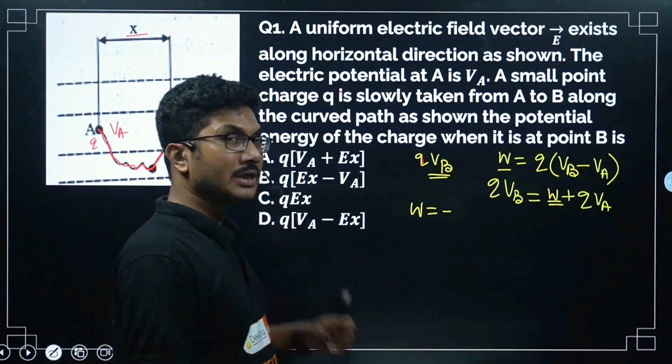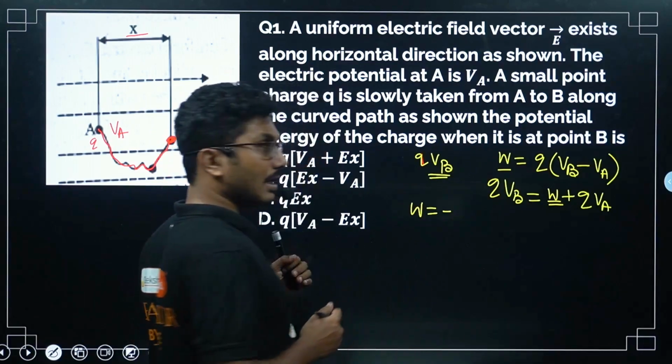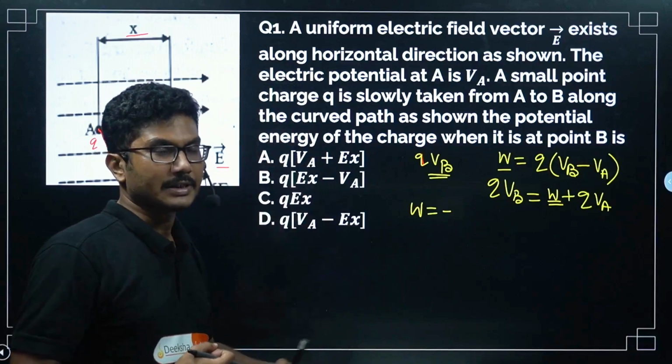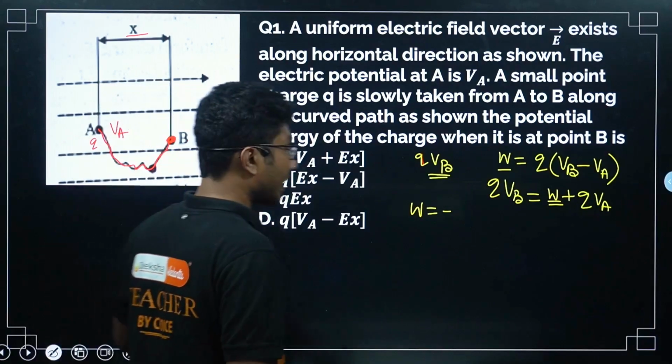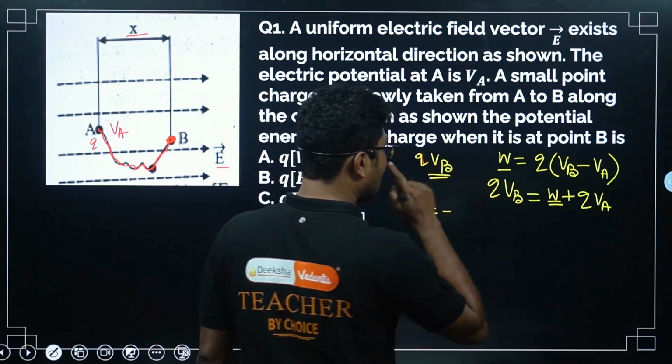If the system is doing the work, that work is negative. Now here the charge is being moved by the system itself, we are not moving, and the work done is independent of the path. That is also important. Now what is the force acting on this?